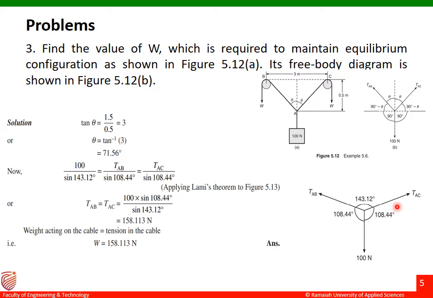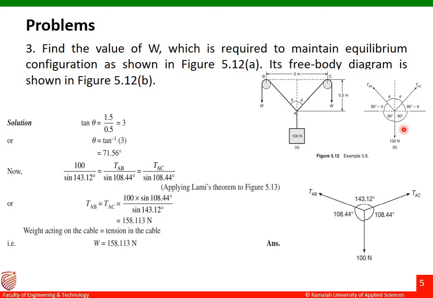Let us find out the angle between TAB and the 100 Newton over there. To the left hand side, again it will be the same. That is 90 plus 90 minus theta, so 180 minus 71.56. Again you are going to get the same answer, 108.44. So you see a simplified free body diagram is written over there after finding out the angle theta.